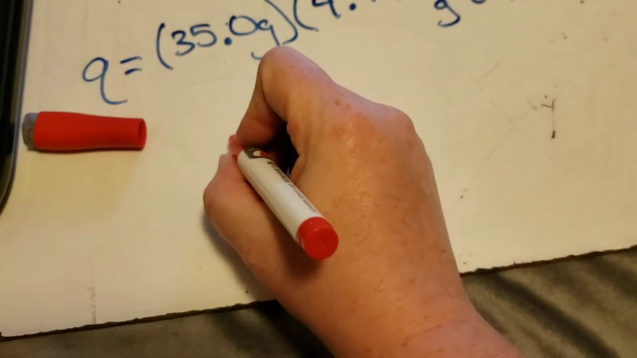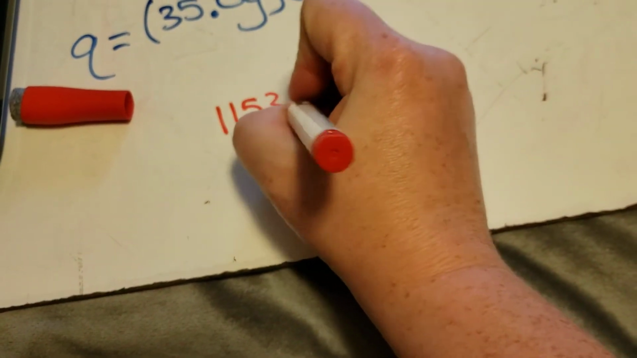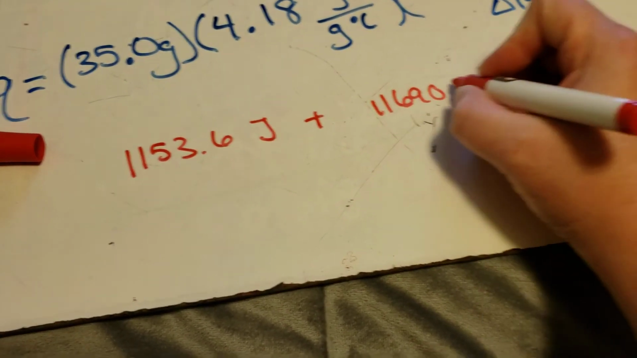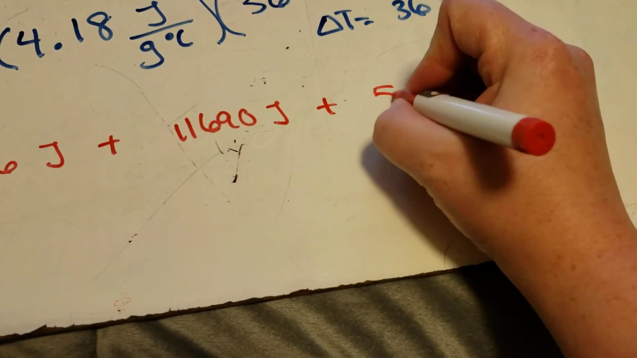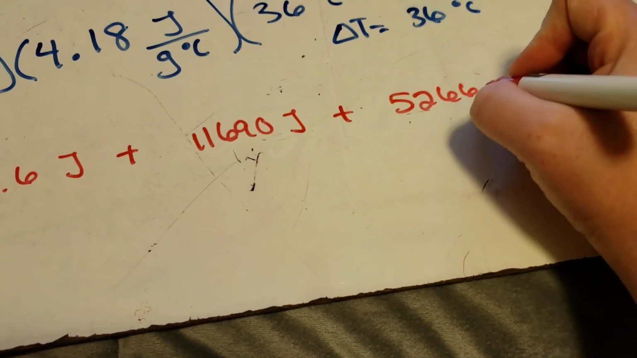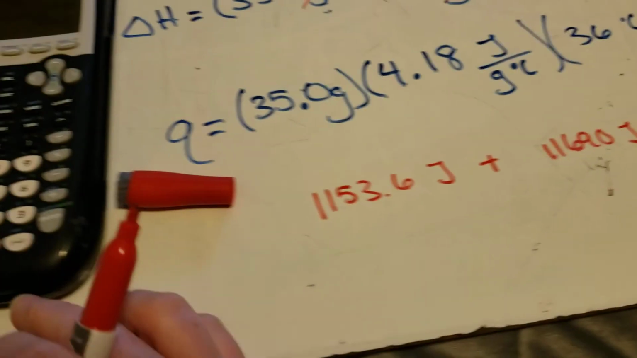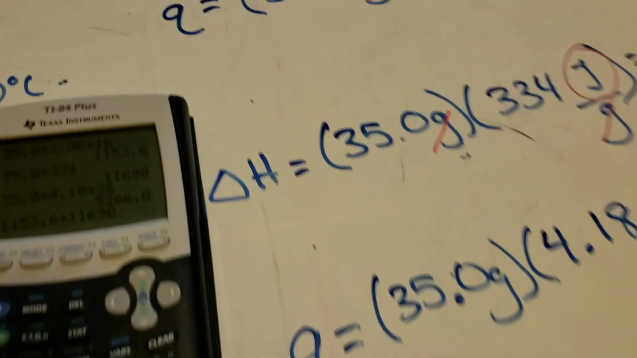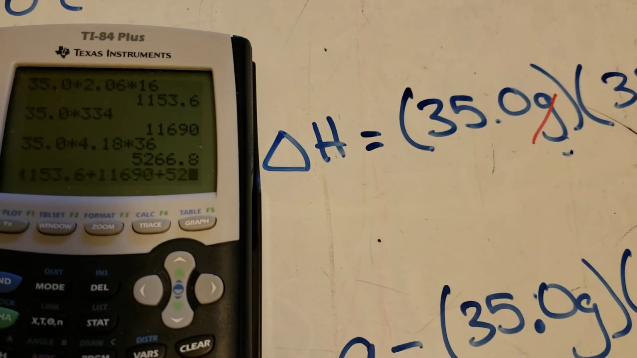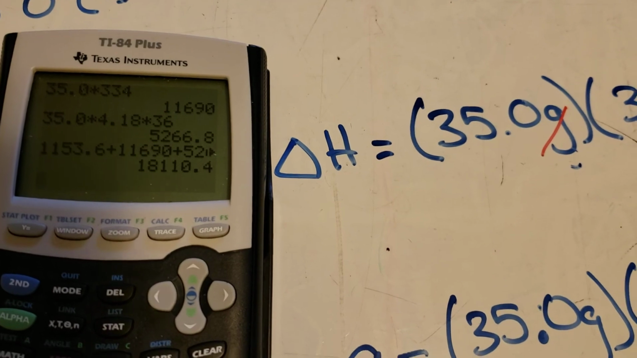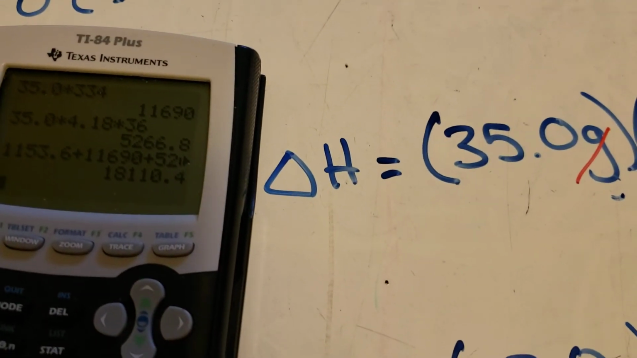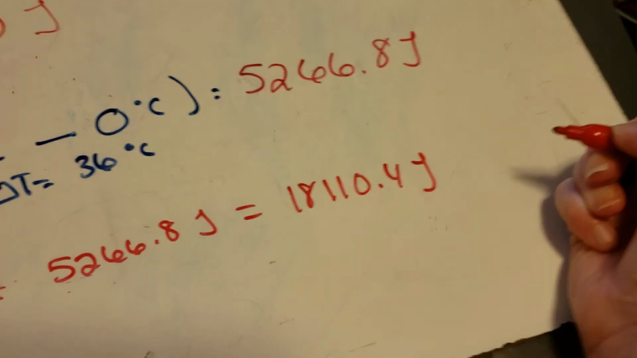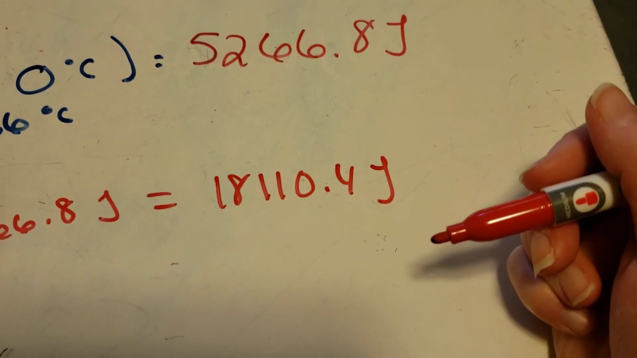All right, so 1,153.6 joules plus 11,690 joules plus 5,266.8 joules, and that will equal, ta-da, 18,110.4 joules. So we're almost done.